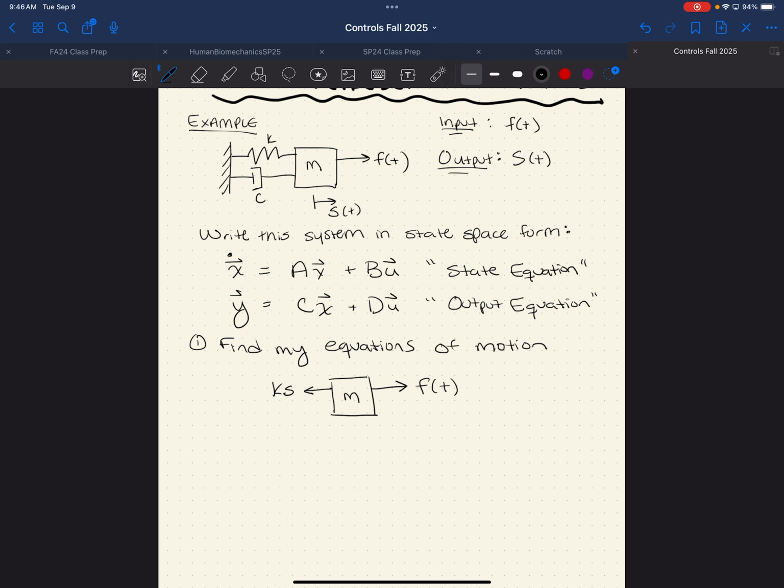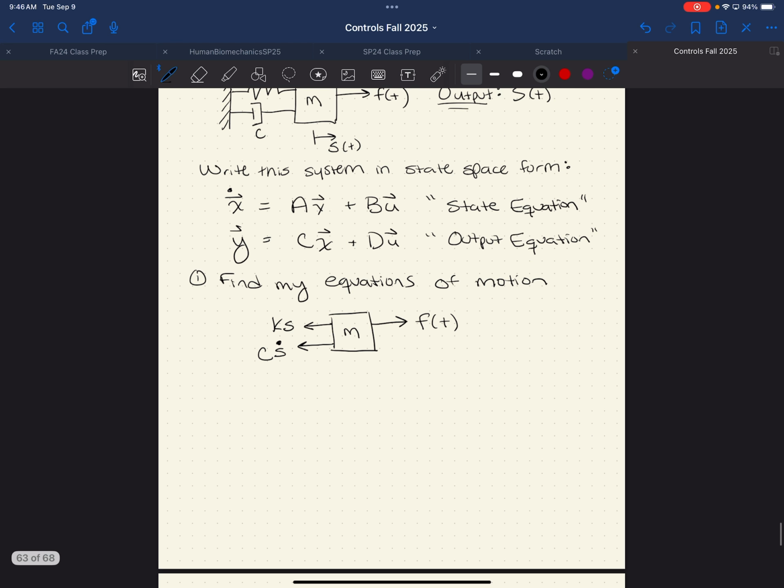The damper. And the damper always opposes motion. No matter which direction you're going, a damper always opposes motion. So if we assume a positive displacement in the direction of positive S, the damper will always go in the opposite direction of the motion. And it is equal to C times what? S dot, yes. So a viscous damper, the force is proportional to the velocity.